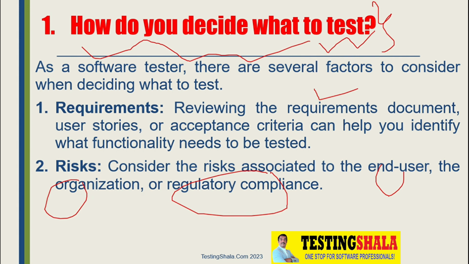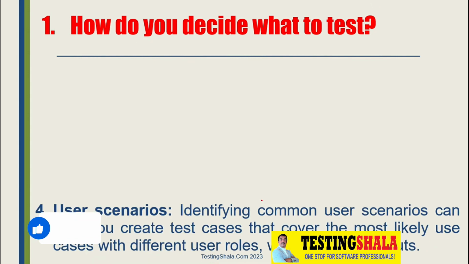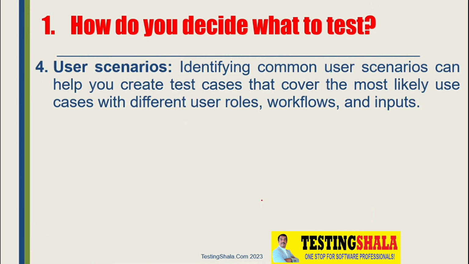The third aspect is that we have to focus on the business logic or functionality that is the core part, or the core purpose, of the application. You need to look into that to decide what to test. The fourth aspect is user scenarios. We should work with the end user or customer to come up with the common user scenarios or test scenarios which normally cover all the core business functionality. You should look into those aspects by considering various user roles, workflows and inputs as well.